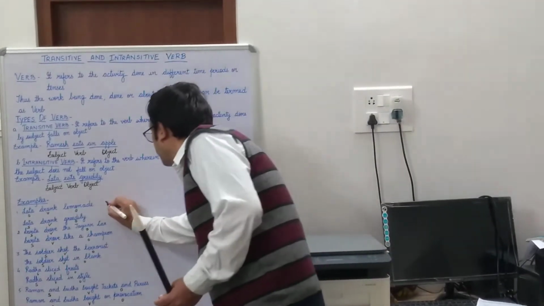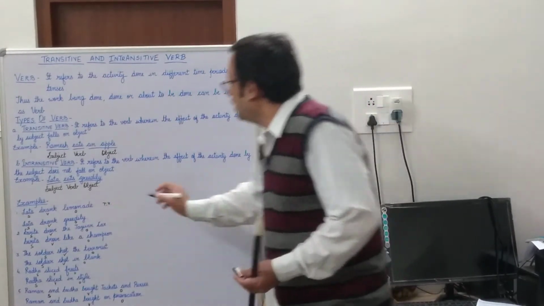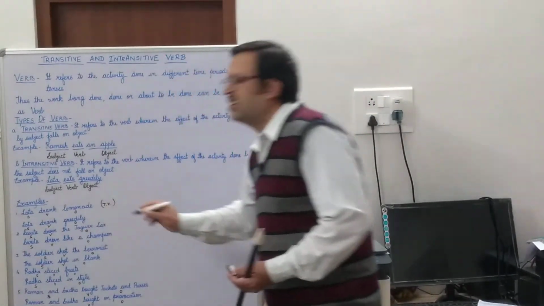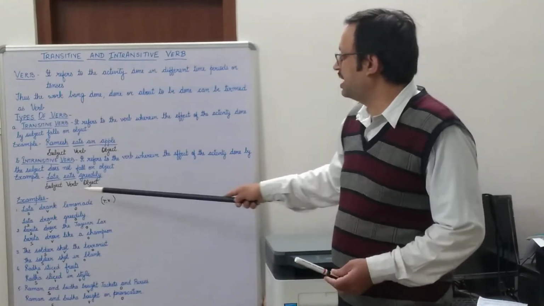So here it becomes what? It becomes a transitive verb, and I have marked TV. TV means T for transitive and V for verb. So this is the transitive verb sentence.